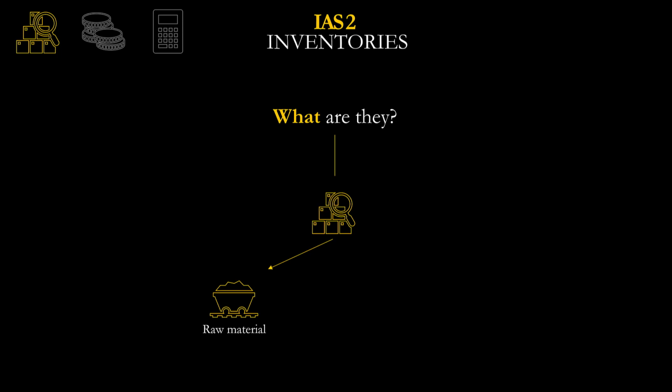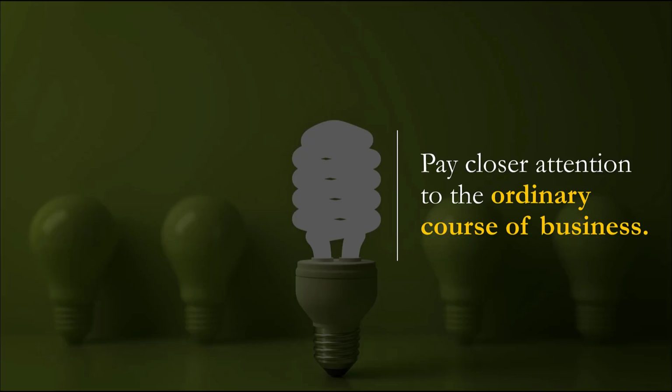The second form is assets which are in the process of production for sale. In other words, we are talking about work in progress. And the last one, inventories are the assets which are held for sale in the ordinary course of business. In other words, we are talking about finished goods. Now, you have to pay close attention to the ordinary course of business point. In its very basic form, inventory could be anything the business intends to use or sell in the ordinary course of business.